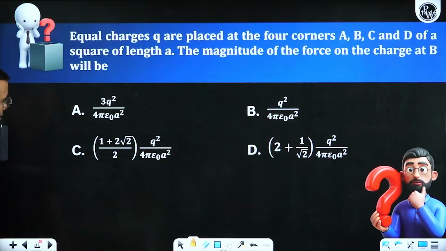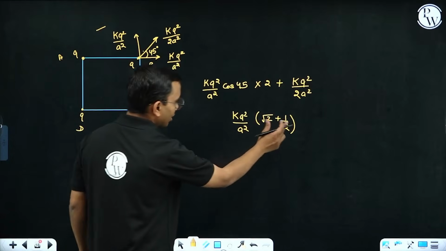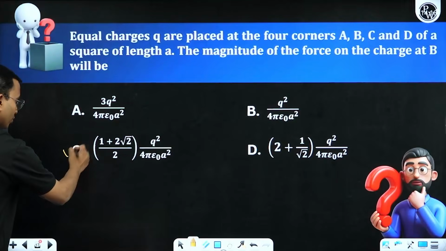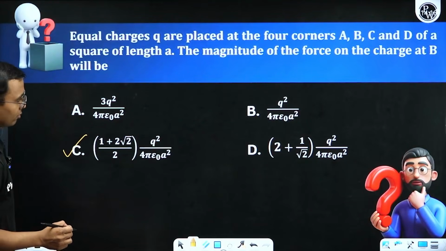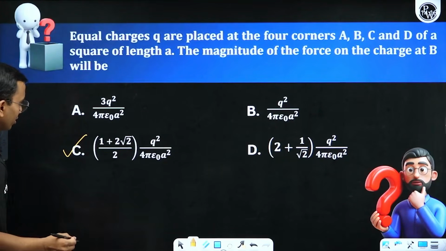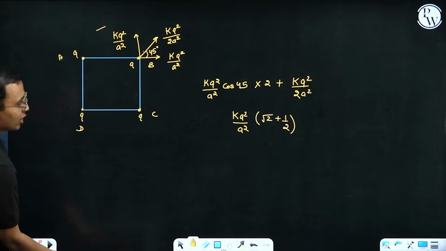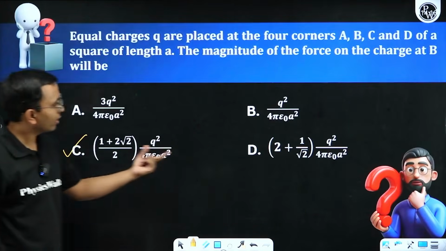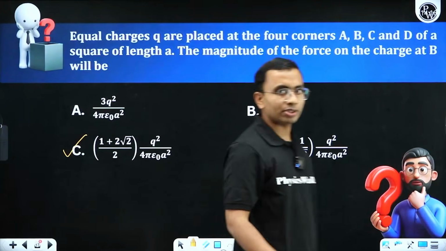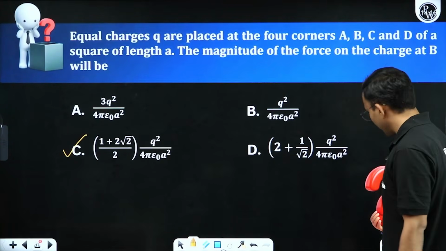Let us check the options. Root 2 plus 1 by 2, if I write, will become 2 root 2 plus 1 by 2. K Q square by A square, 1 plus 2 root 2 by 2. Is there any mistake I did? No. Let me again check. Yeah, everything is fine. This was root 2 here in the denominator, this is 2. We need 2. So C is coming out to be the correct answer here.